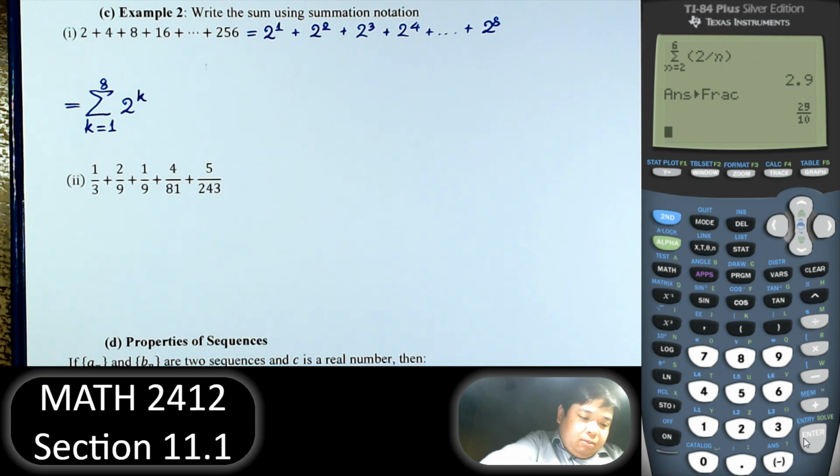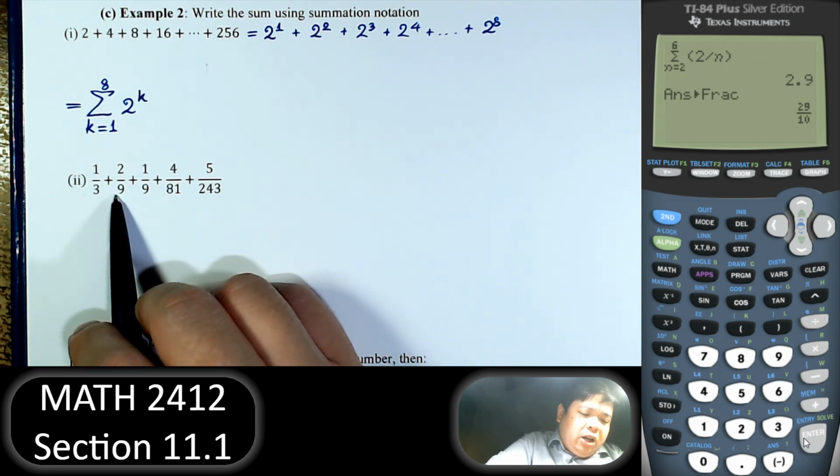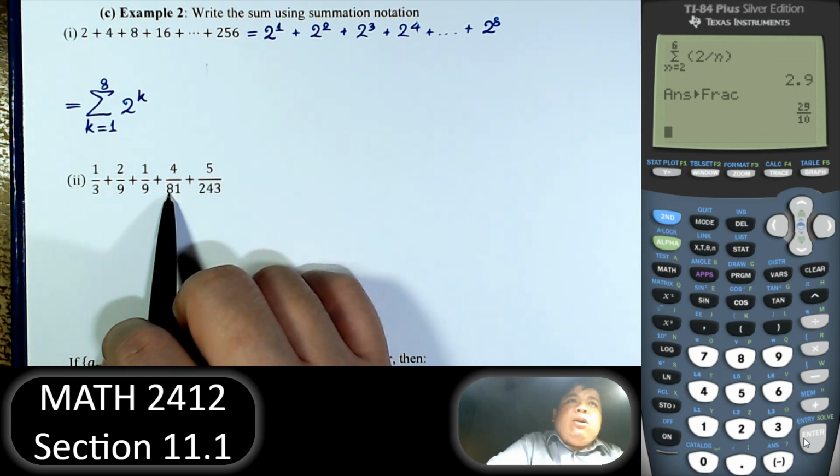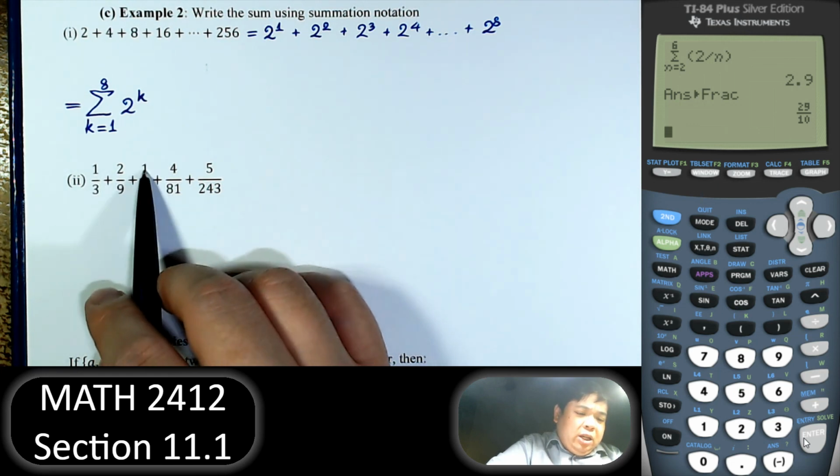Right, this one, 1/3, 2 over 9, 1 over 9. Now that's confusing. If this is 3, then this makes sense.